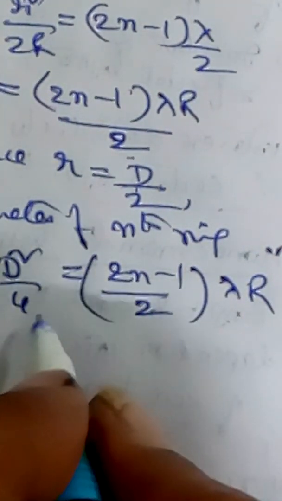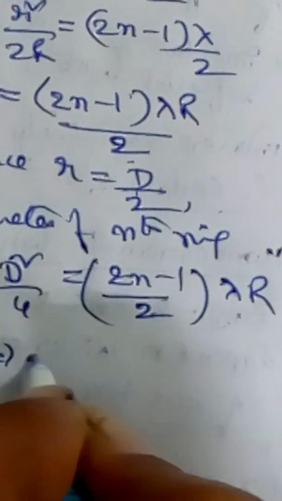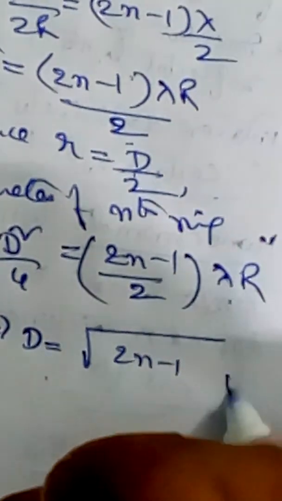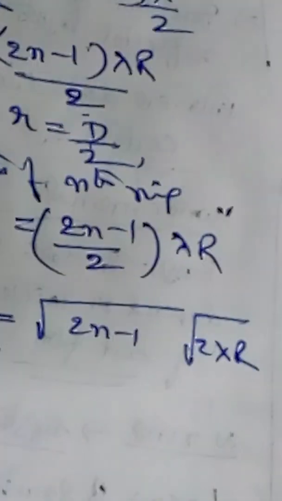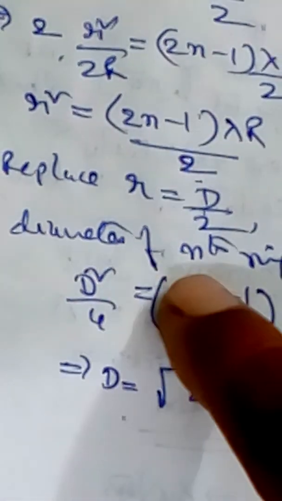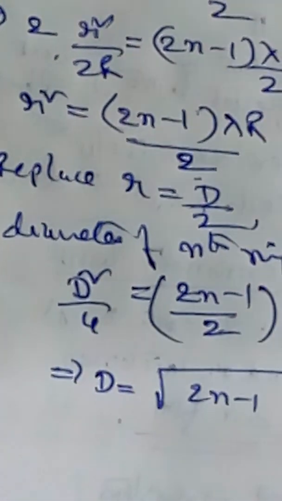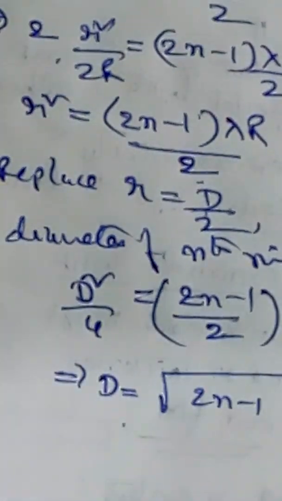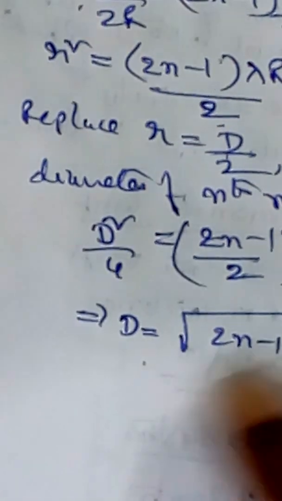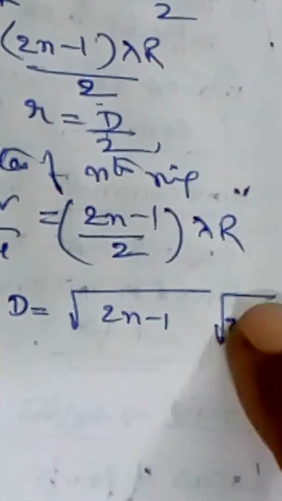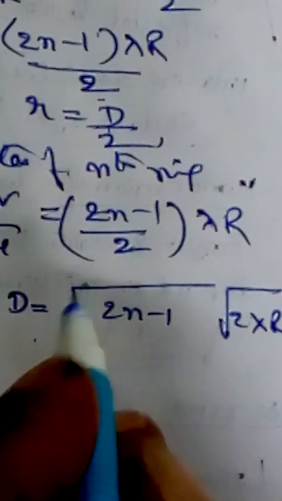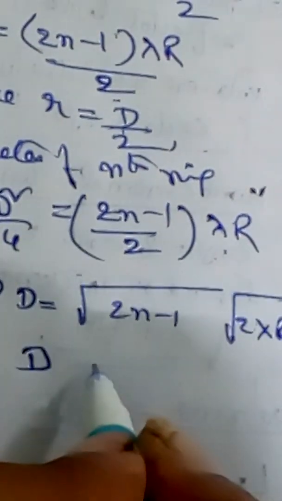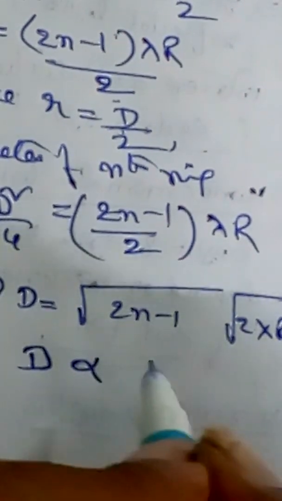Now you can find d as square root of (2n minus 1) into square root of 2 lambda R. What I have done? Cross multiply this. This becomes 4 into (2n minus 1) by 2 into lambda R, that is 2 into (2n minus 1) into lambda R. d equal to square root of that. If you simplify that, d you will get as square root of (2n minus 1) into square root of 2 lambda R.